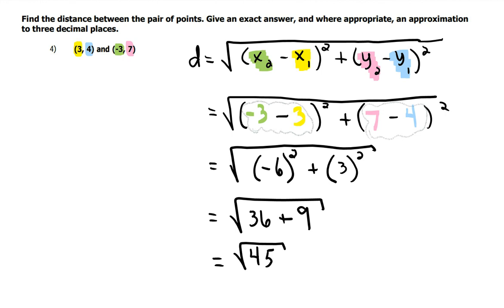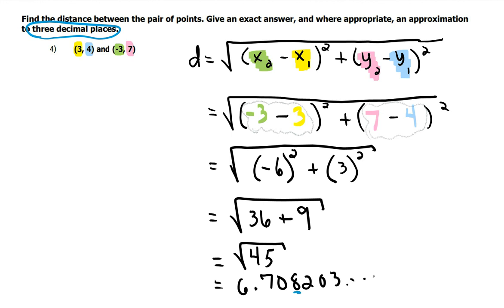And then what do the directions say? Give an exact answer, and where appropriate, an approximation to 3 decimal places. Okay, 45 is not a perfect square, so I would grab my calculator. I'm going to type in the square root of 45 using my handy dandy calculator. And second function, 45. And I see this obnoxious number, 6.70820. It just keeps going on for an hour. But they wanted it to 3 decimal places.